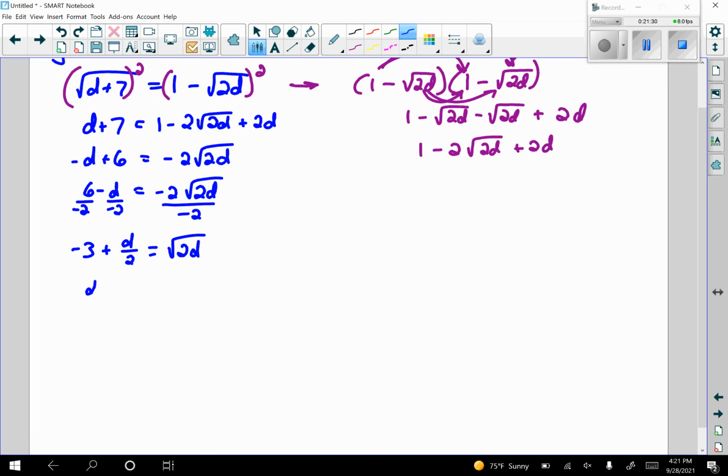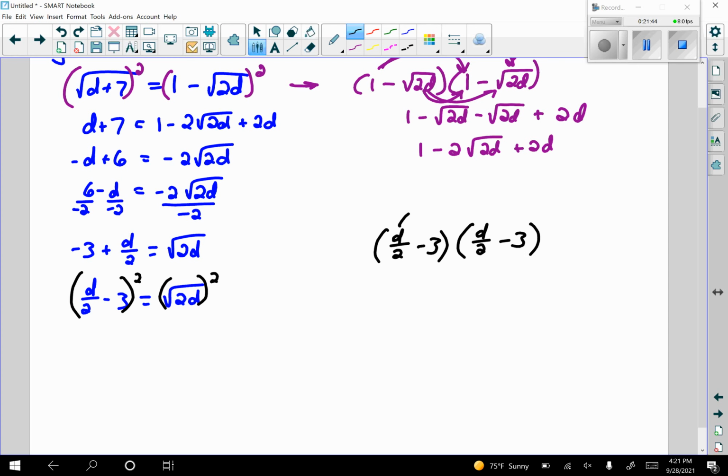Then I'm actually going to switch this around again. d over 2 minus 3 equals radical 2d. Now I'm at the point where I need to square both sides again. So now I'm going to square d over 2 minus 3 and write it like this. So when I go to multiply here, I'm going to get d squared over 4 minus 3d over 2 minus another 3d over 2 and then plus 9.